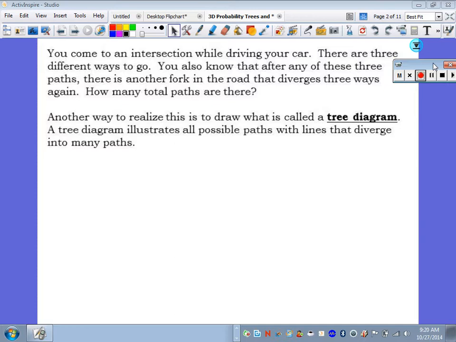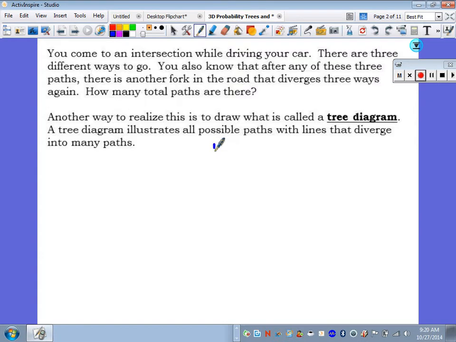So a way to do this is to draw what's called a tree diagram. You guys have seen these previously. A tree diagram illustrates all the possible paths with lines that diverge into many paths. Now you could either do this horizontally or vertically. It's totally up to you. I think a lot of it really just depends on how much room you have. So I think I'm going to do mine vertically.